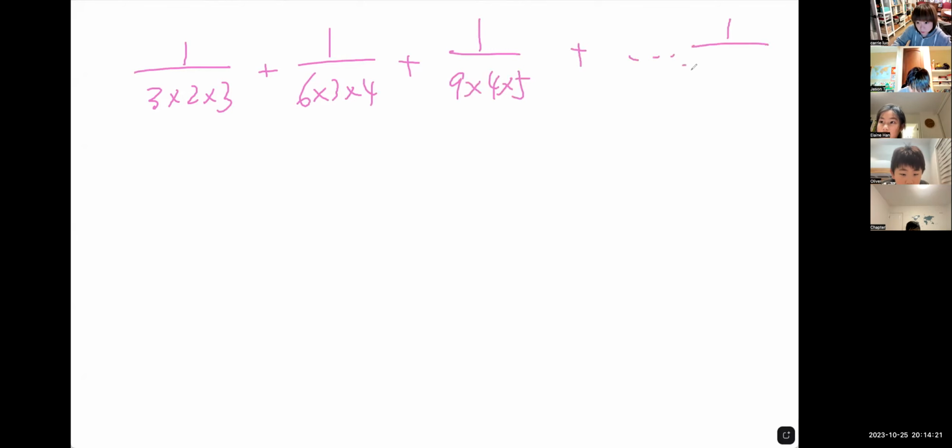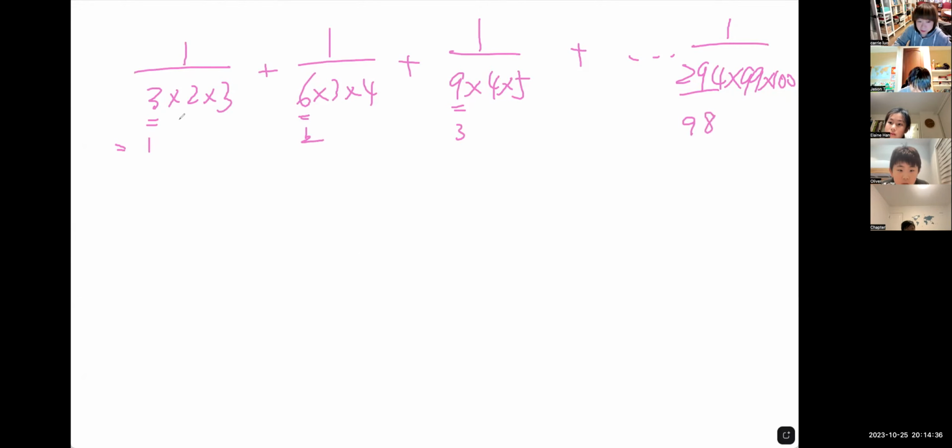So the question is one of the homework. It's 1 over 3 times 2 times 3, plus 1 over 6 times 3 times 4, plus 1 over 9 times 4 times 5, plus all the way to 1 over 294 times 99 times 100. Correct? Okay, so basically you will think about if this is 1, this is 2, this is 3, this is 98, it will be better, right?